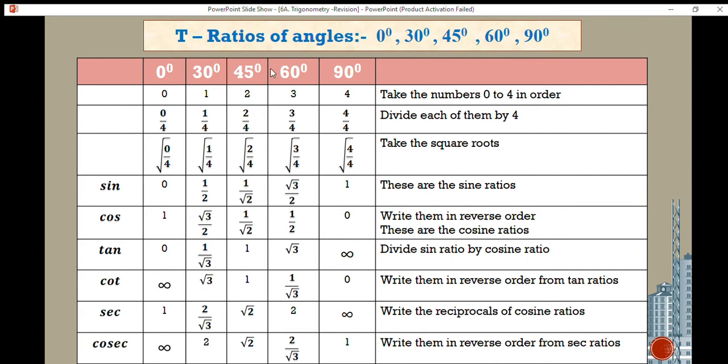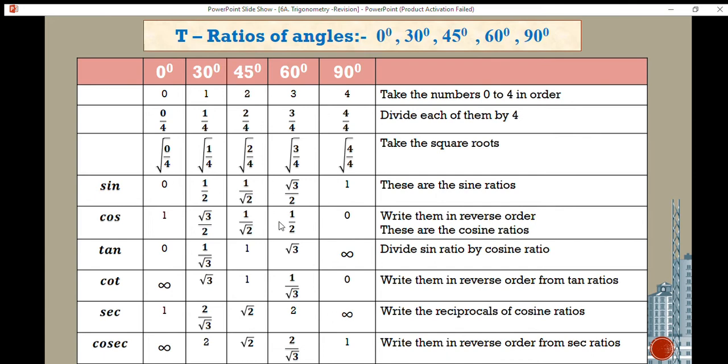Sine 45 is 1 by root 2. Sine 60 is root 3 by 2. And sine 90 is 1. Now for cos, cos 0 is 1. You just have to write exactly the opposite value. See, cos 0 is 1, but cos 90 is 0. Sine 0 is 0, but sine 90 is 1.